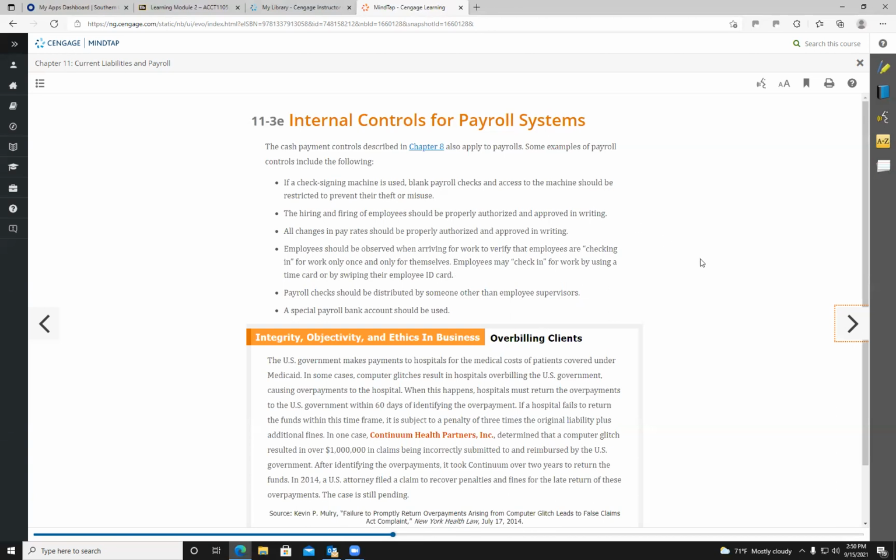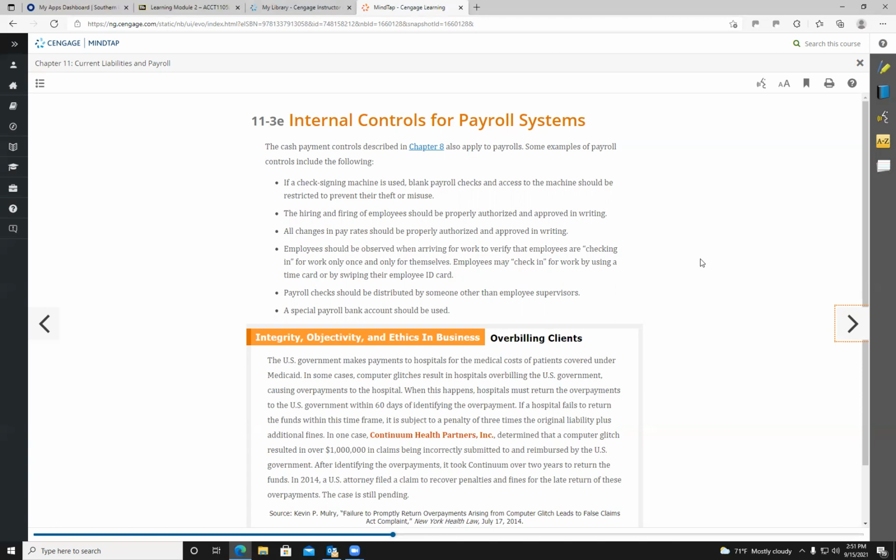With every system, there should be internal controls. The cash payment controls that we described in Chapter 8 also apply to payroll. These are some examples of controls. If a check signing machine is used, blank payroll checks and access to the machine should be restricted. Here at the college, Southern Crescent, our actual payroll checks are not processed on site. They're actually processed at the system office and then mailed to us.